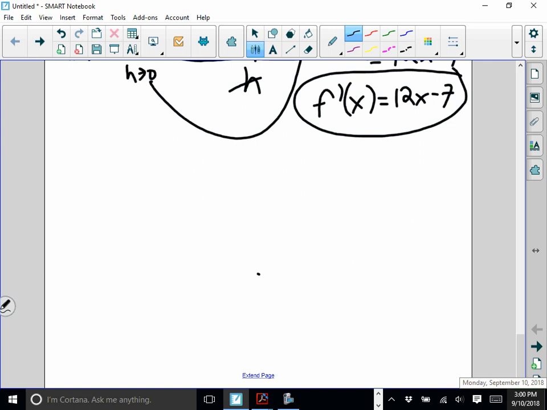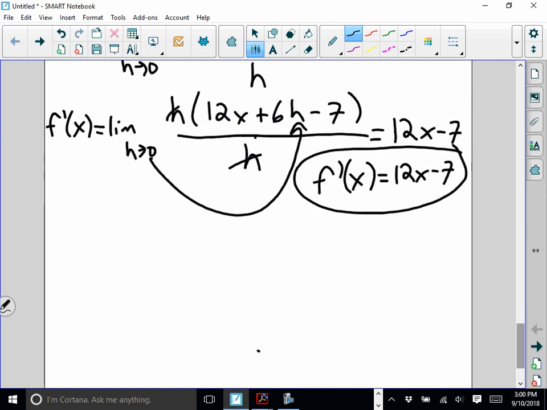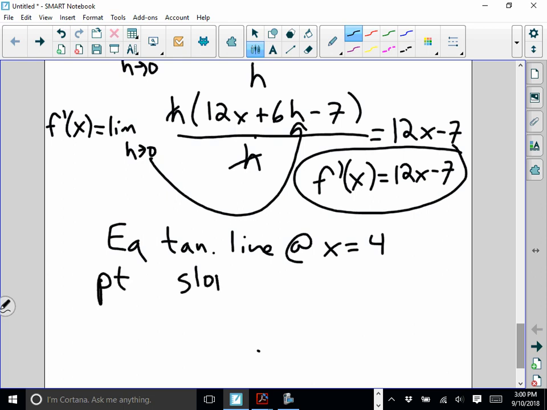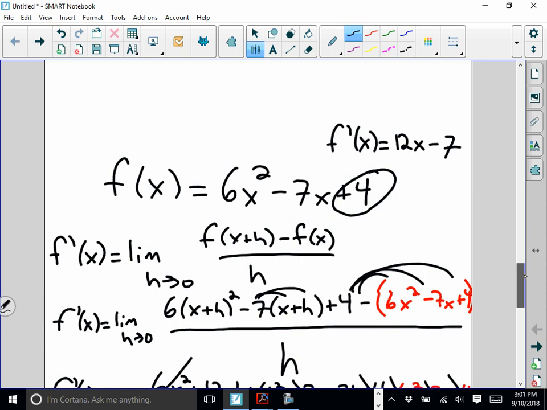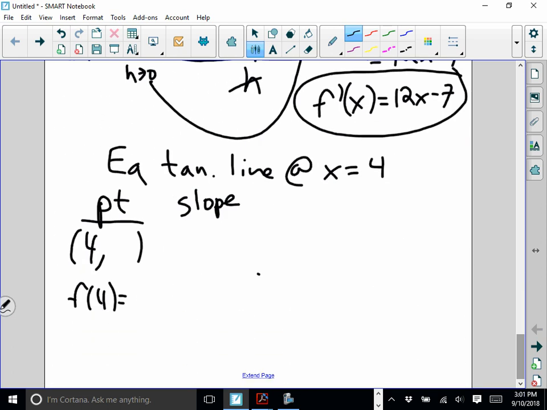Now lastly, I need an equation of a tangent line at x equals 4. So I need a point and I need a slope. I know the x part of the point is 4. So I need to figure out what is f of 4. Well, go back to your f of x, 6x squared minus 7x plus 4. So that will be 6 times 4 squared minus 7 times 4 plus 4.